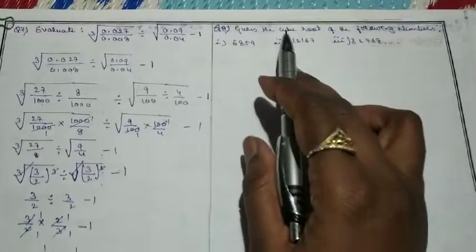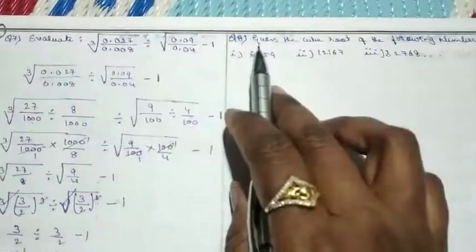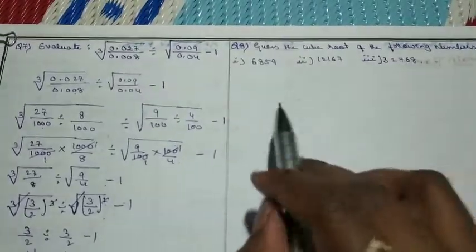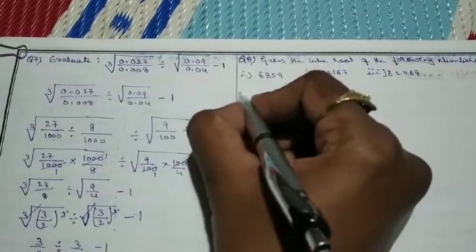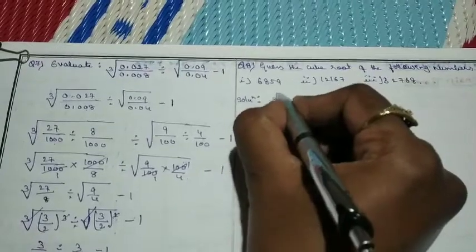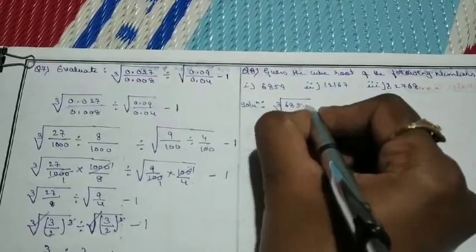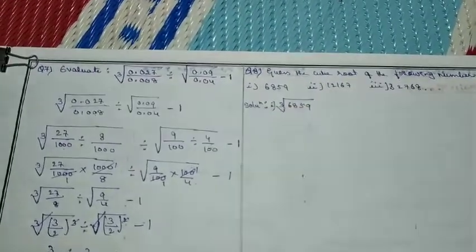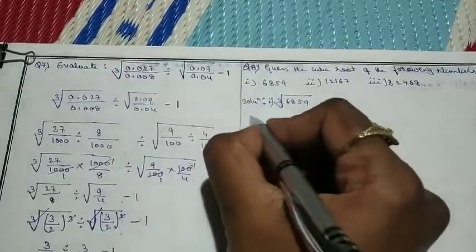So we need to find the cube root of the numbers, children, and that too by guessing, meaning the estimation method. We need to find the answer through estimation. So the cube root of 6859. This is the first question, children. Clear? So in the estimation method we have the following steps.